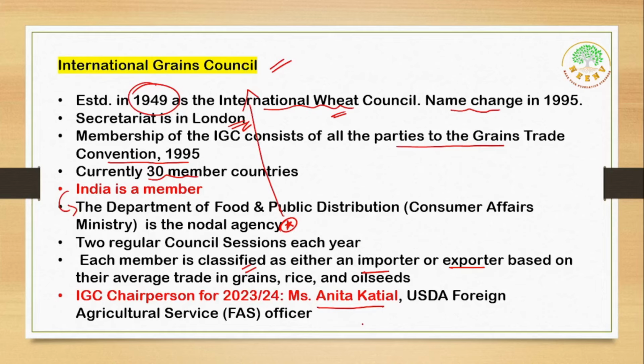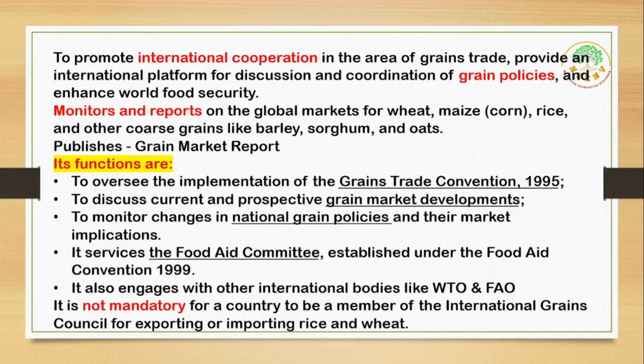Don't get misled by the name, Indian name. Miss Anita Katyal is a US citizen. She is serving as a US FAS officer, which is Foreign Agricultural Service Officer. So, this could be asked in any of the other questions like SSC. Miss Anita Katyal is not an Indian. She is a US citizen working as the Foreign Agricultural Service Officer and is the current chairperson of the International Grains Council. Now, what are the functions of the International Grains Council?